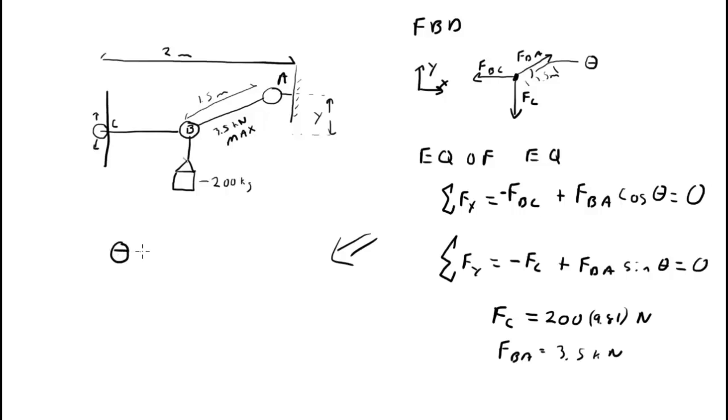The answer is theta is 34.09 degrees. The force in cable BC is 2.898 kilonewtons. Thank you, and we'll look further at this in the next lecture.